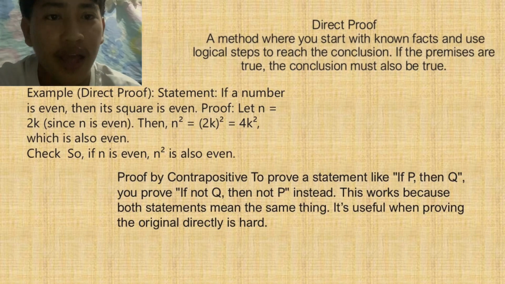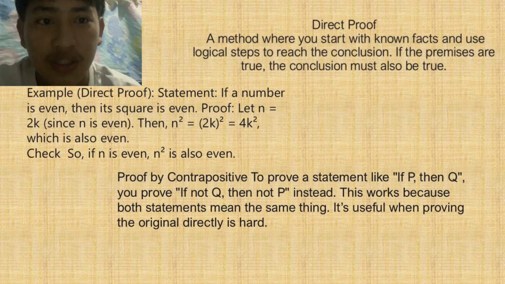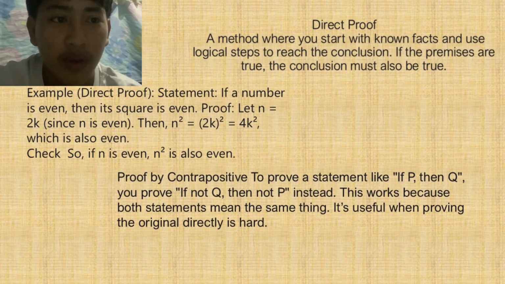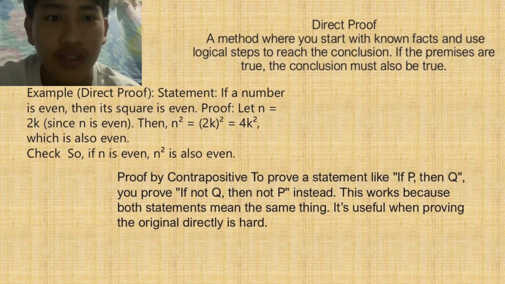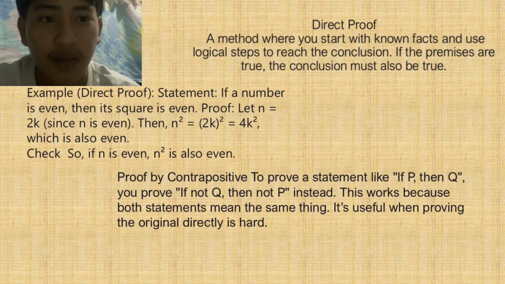Proof: let n equal 2k. Since n is even, n squared equals (2k) squared, which equals 4k squared, which is also even. Check: so if n is even, then n squared is also even.